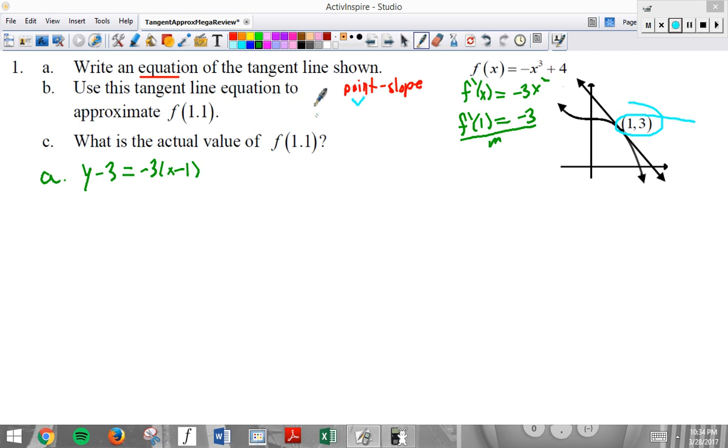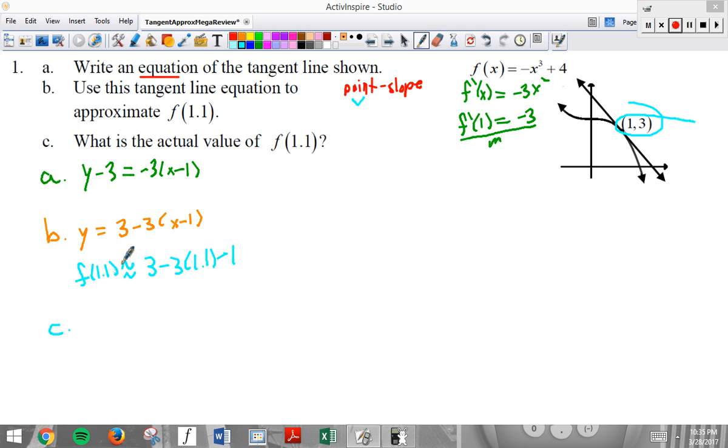Use this tangent line to approximate f of 1.1. How? Well, using that equation, I know that the y values on that tangent line are equal to 3 minus 3. And we're saying, as we're close to 1, the values on this line, the y values of this line, are close to the y values of this function. So because of that, f of 1.1 is approximately equal to 3 minus 3 times 1.1 minus 1.